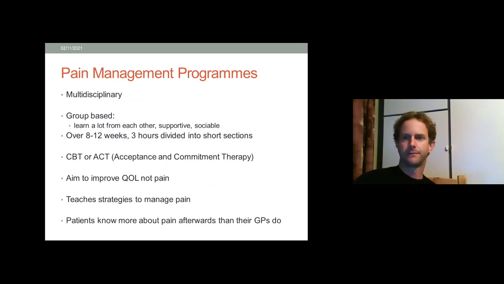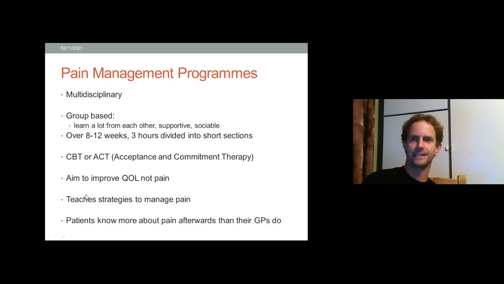Just very finally, just before I finish, I just want to mention pain management programs quickly, as they are kind of the end of the line for patients that come to chronic pain clinics. They are multidisciplinary sessions where the patients will come along. There'll be a psychologist, physiotherapist, nurses, doctors, an occupational therapist, and it's kind of group therapy over about 10 weeks. They normally have 3 hours a week.